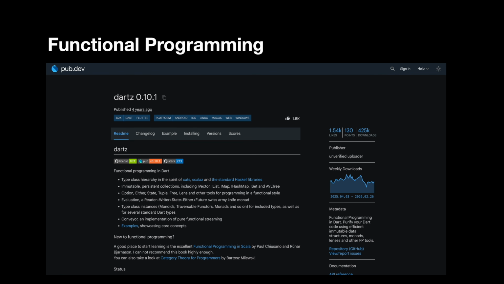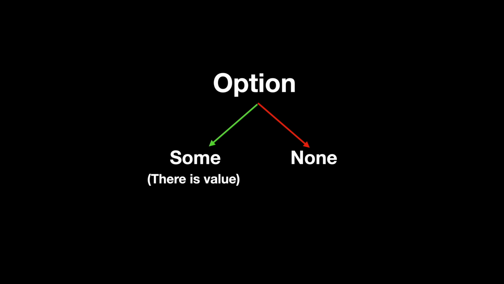In Dart's package, it introduced a new type called Option. Option only has two states, Some or None. Some means there is a value. None represents no value. Let's get into an example.